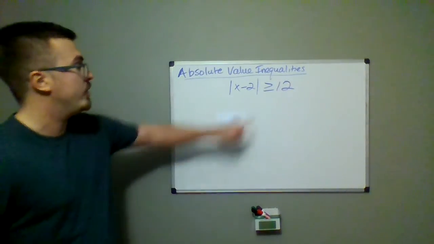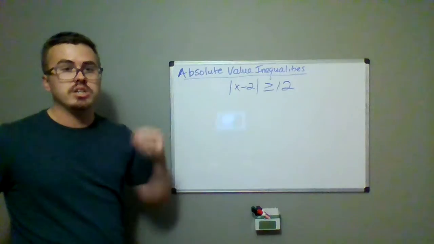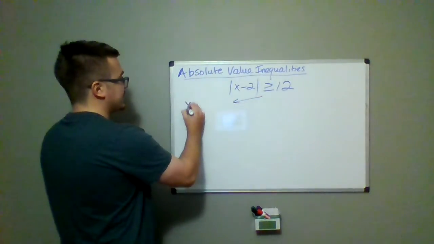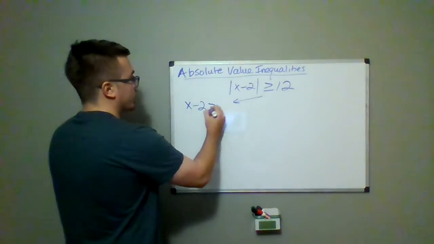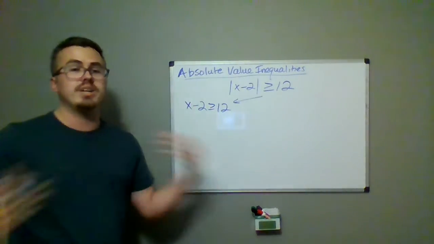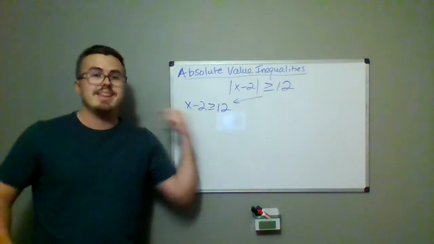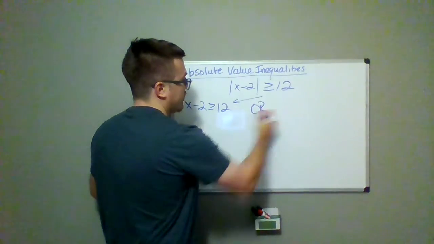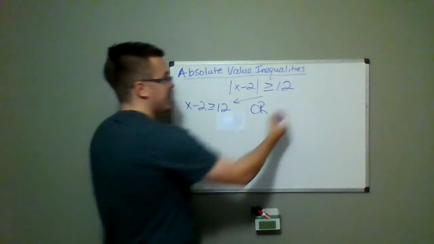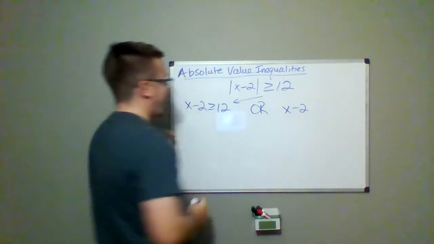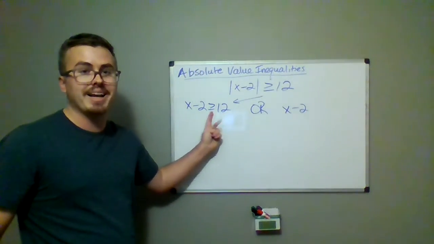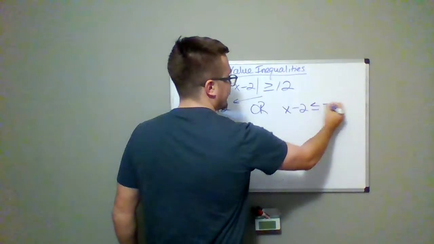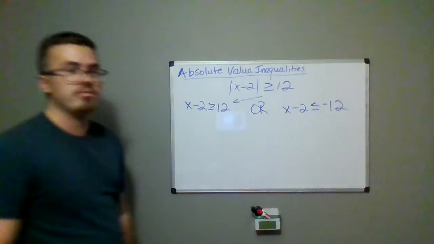So here's what we're going to do. We're going to break it down into two inequalities. I have x minus 2 is greater than or equal to 12, just the original inequality. Then I'm going to say or, that's why I did the greater than, x minus 2, and I'm going to flip both of these, meaning I'm going to make this less than or equal to, and make this a negative: less than or equal to negative 12.